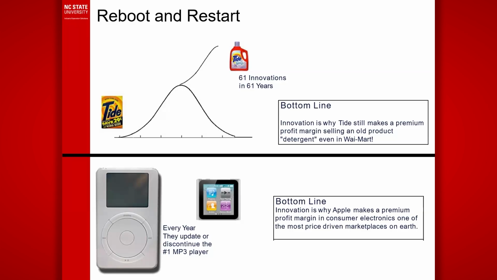But Tide is a product that's sold at Walmart. If you go to Walmart, or at least the Walmart I go to in my hometown, Tide commands about a 20% premium versus its competitor right next to it on the same shelf. So even a low-tech product, and to me laundry detergent is a low-tech product, innovation is allowing them to claim a considerable price margin, a competitive advantage against a competing product on the same shelf at Walmart.